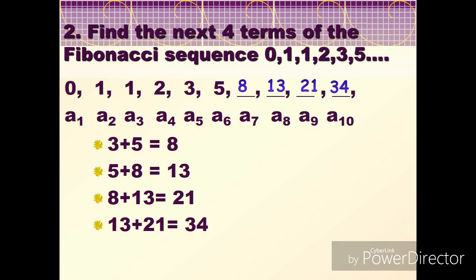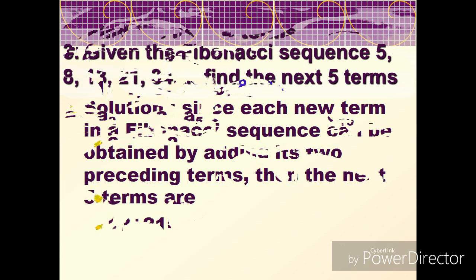0 plus 1 is 1, 1 plus 1 is 2, 1 plus 2 is 3. 2 plus 3 is 5. Then 3 plus 5 equals 8. And 5 plus 8 equals 13. 8 plus 13 equals 21. Then 13 plus 21 equals 34. So those are the next 4 terms of the sequence. We have 8, 13, 21, and 34.